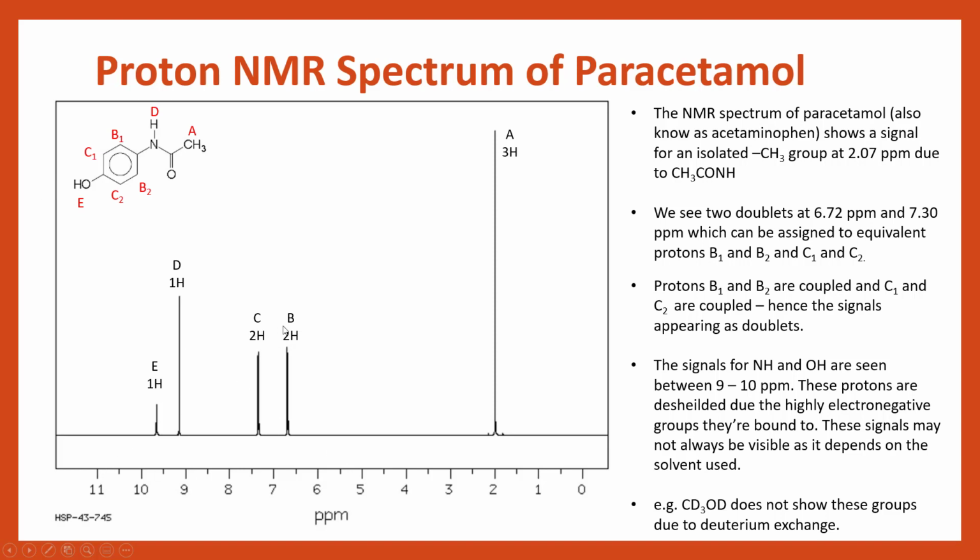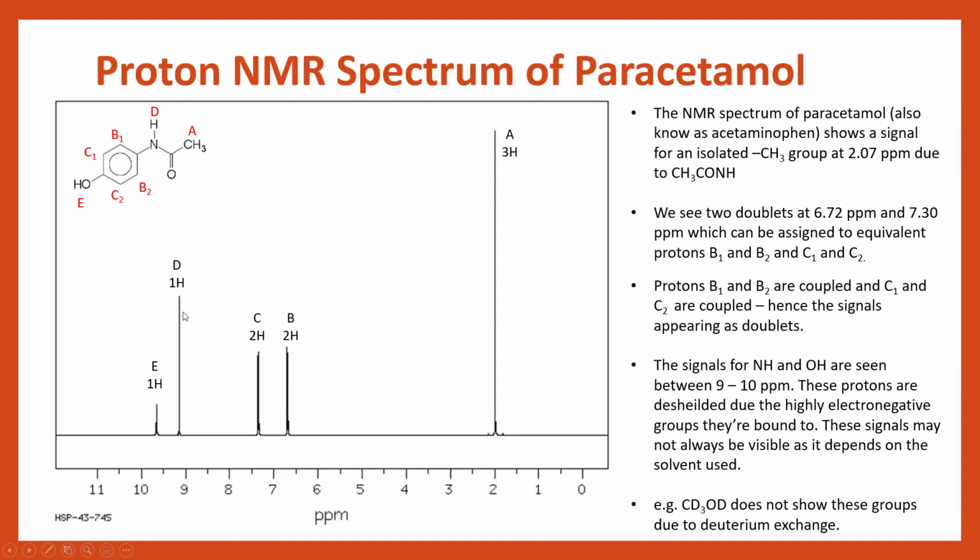So it would make sense that our protons bound to a carbon beside a nitrogen are going to be a little bit closer to 0 than our protons bound to a carbon bound to an oxygen. So we're considering the electronegativity of these groups here.